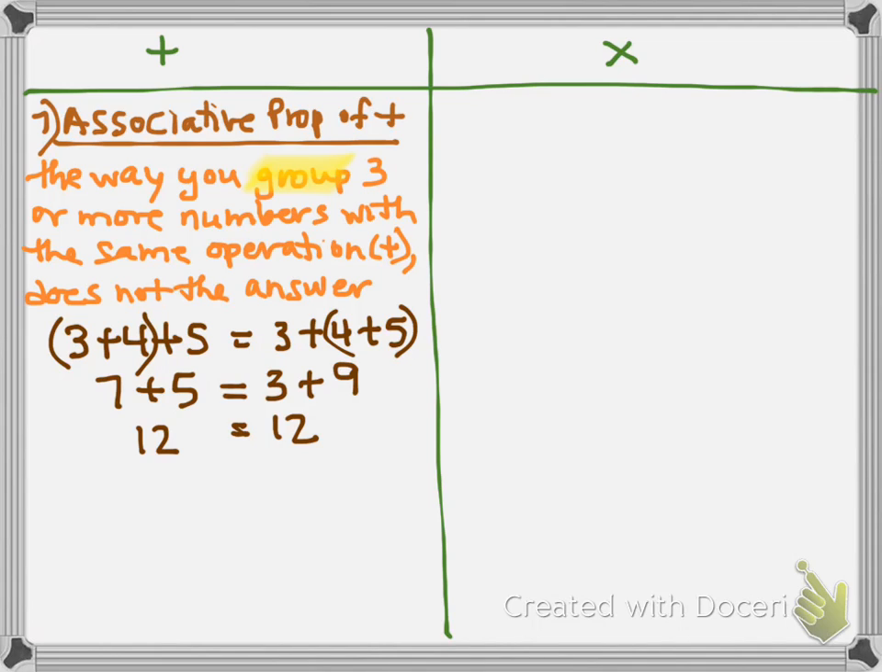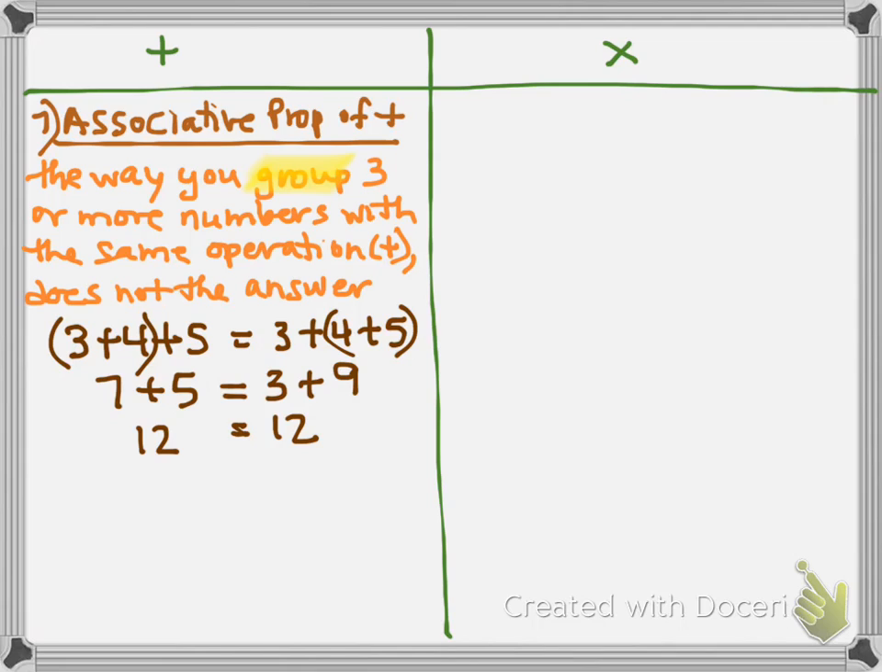Now, somebody asked, well, could you group 3 and 5 together and then add the 4 to it? And the answer is yes. However, that's not pure association. Because in order to group 3 and 5, I have to change the order that the numbers appear so that the 3 and 5 would be next to each other. So that would be a combination of commutative and associative. But mathematically, it will work out.